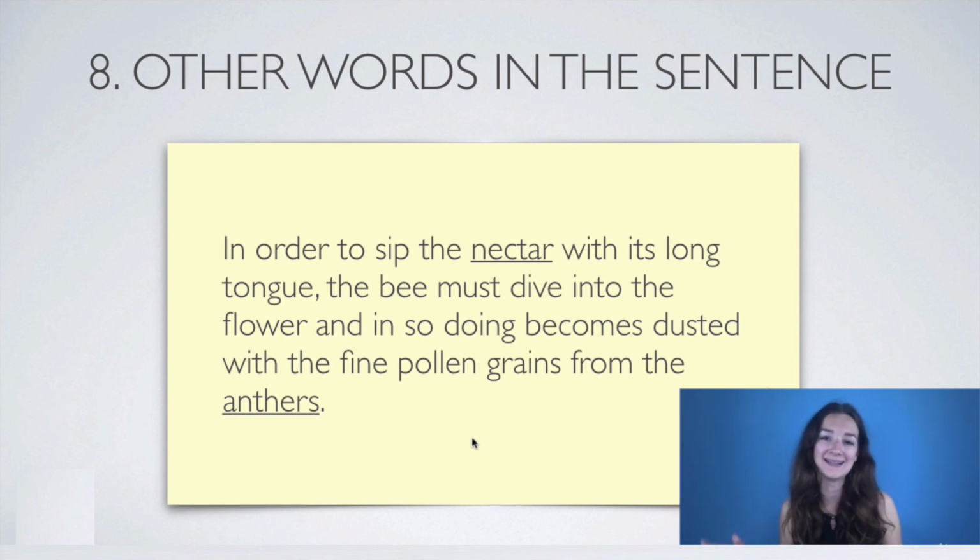Other words in the sentence. Usually it's other words in the sentence that help you understand the definition of the word. So pay attention to the context, to other words in the sentence. It will help you a lot. Okay, so these were all the types of the word questions and all the types of the definitions and how do you look for them, right? So what do you pay attention to when you are trying to understand the definition of the word?